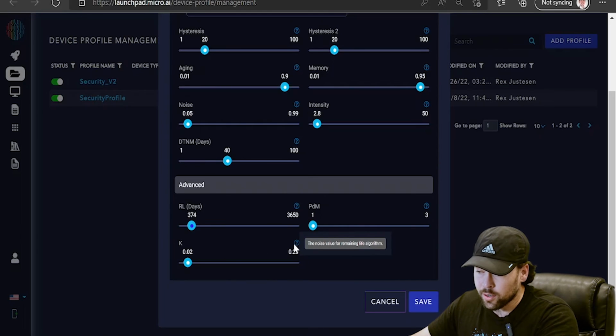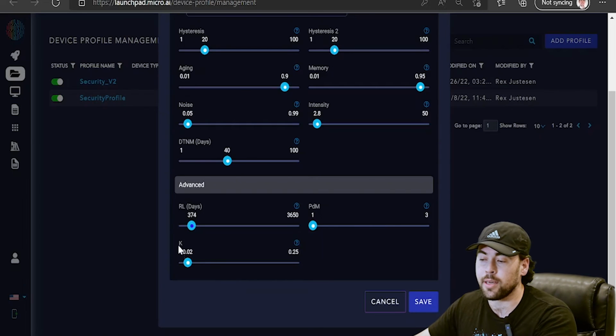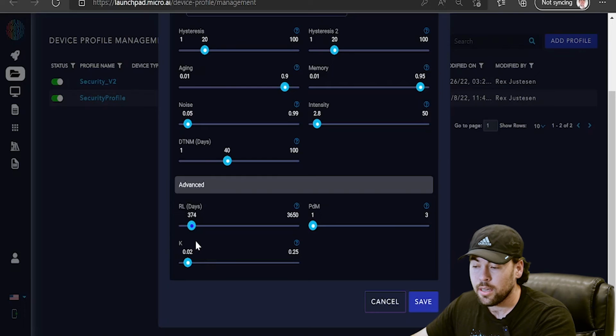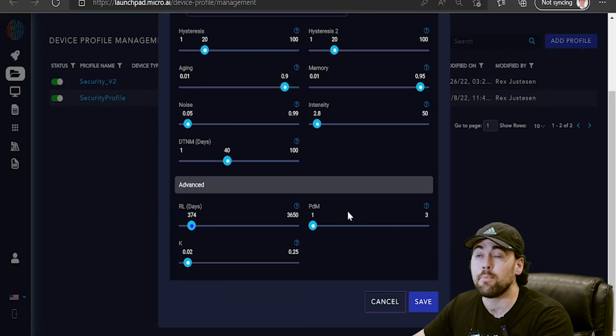The K value underneath it is the noise value for the remaining life algorithm, because we take in the remaining life days, and the noise is the same thing as the noise above. It's the expected false positive rate, but for remaining life.